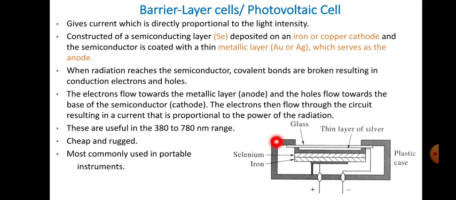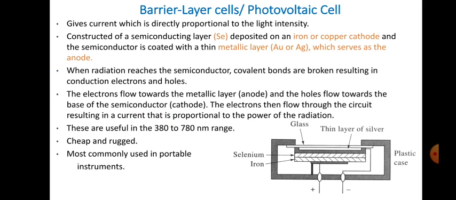You can see that this cell is closed, and on the top we have a thin layer of silver, and above the thin layer of silver we have a transparent glass plate. The entire inner environment is in a vacuum. When the radiation from the sample enters through this glass and the silver layer to the selenium layer, it reaches the semiconductor, and covalent bonds are broken, which results in conduction electrons and holes. The electrons flow towards the metallic layer, that is the anode, and the holes flow towards the base of the semiconductor, that is the cathode.